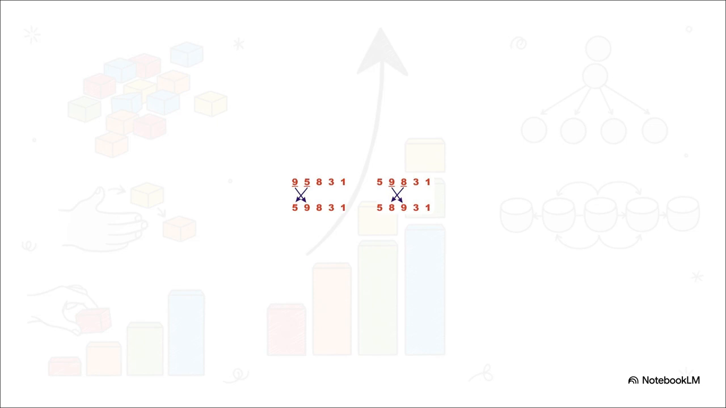You can see it in action here. In the first step, the 9 is bigger than the 5, so bam, they switch places. Next, that same 9 gets compared to the 8, and they swap again. See what's happening? The biggest values are literally bubbling up to the end of the list with each complete pass.